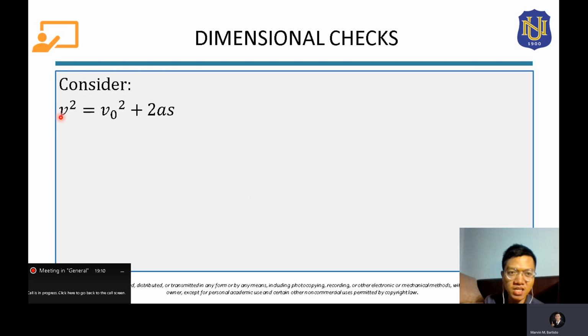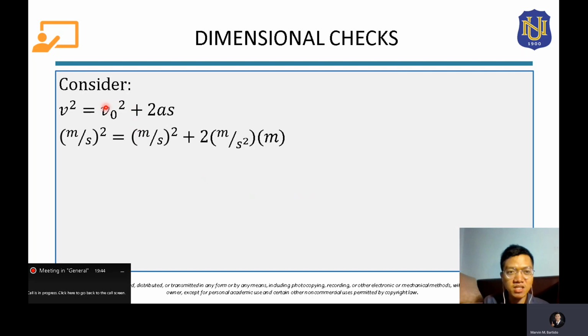For v, we know that v is velocity, right? And let's say the unit that we use here is meter per second. So the unit in the left side will be meter per second quantity squared. So that will be meter squared over second squared. The dimension at the right side of the equation should be the same. So it should also be meter per second quantity squared.